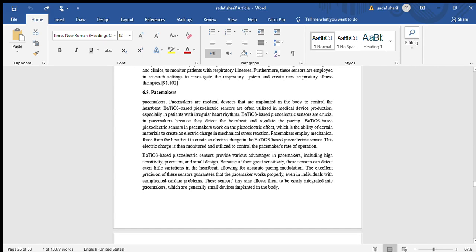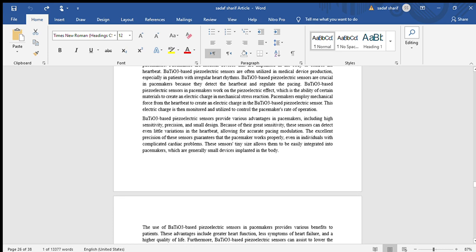Now, what are pacemakers? Pacemakers are medical devices that are implanted in the body to control the heartbeat. Barium titanate based piezoelectric sensors are often utilized in medical device production, especially for patients with irregular heart rhythms. They are crucial in pacemakers because they detect the heart rate and heartbeats, and regulate the pacing.